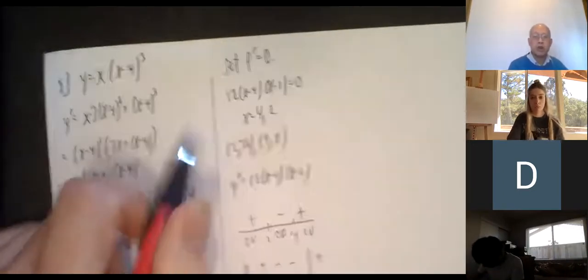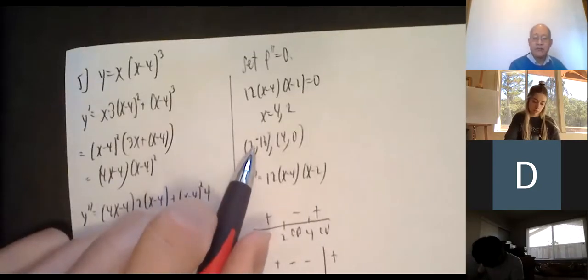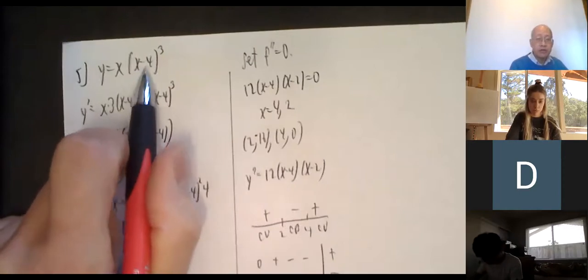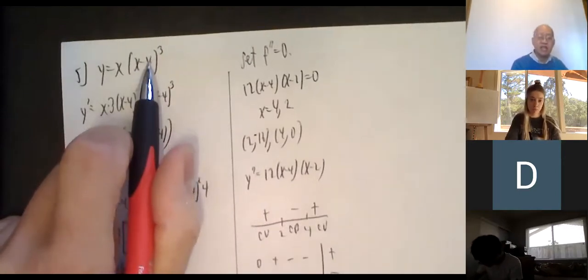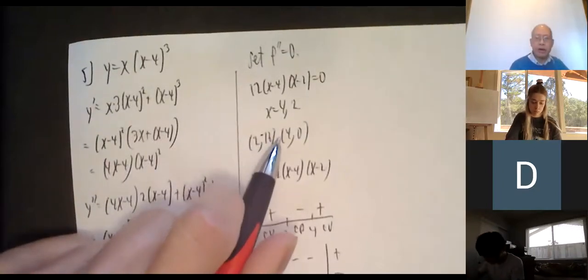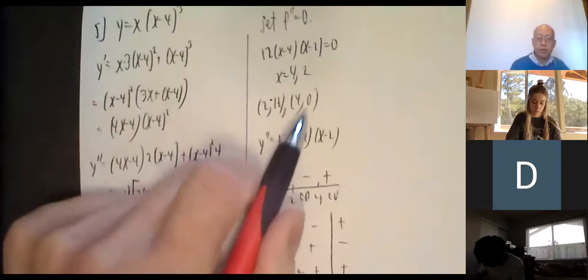Okay, plug in 2. Let's see, negative 16. 2 times 2 minus 4 is negative 2. Negative 2 cubed is negative 8. 2 times negative 8 is negative 16. And we already got 4, 0. So 4, 0 is showing up quite a bit.